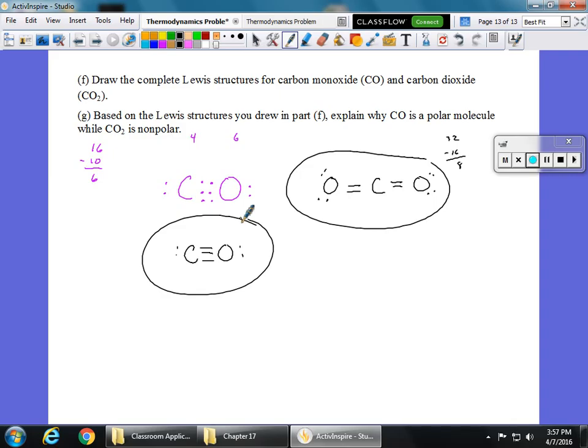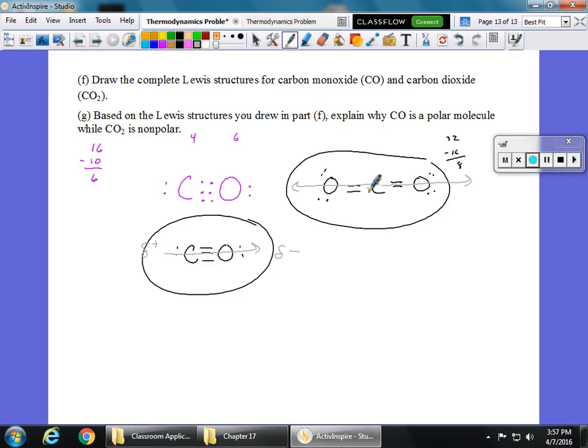It says, based on your Lewis structure you drew, explain why carbon monoxide is a polar molecule and CO2 is nonpolar. Well, looking at our diagram, remember oxygen has a higher electronegativity. This is a polar bond. This side, oxygen, has a higher electronegativity. It makes this side slightly negative and this side of the molecule slightly positive. However, in carbon dioxide, because this is a linear molecule, the oxygens are going to pull equal and opposite, and we're not going to get a polar molecule.